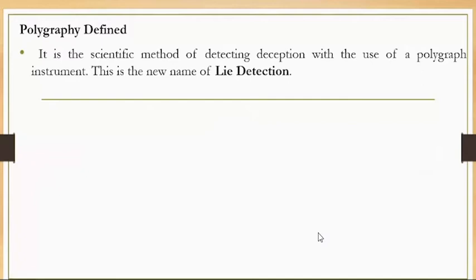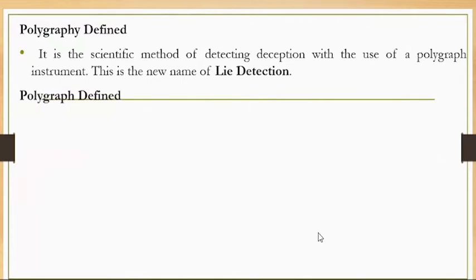Polygraph is defined as a scientific method of detecting deception with the use of a polygraph instrument. This is the new name of lie detection. In detecting deception, deception is something that is hidden by somebody or by an individual, which the polygraph can measure or detect.